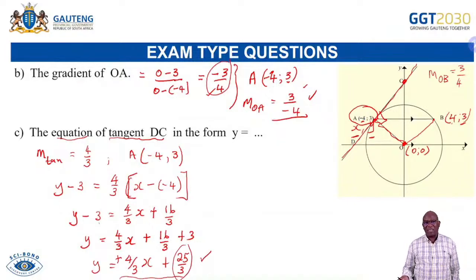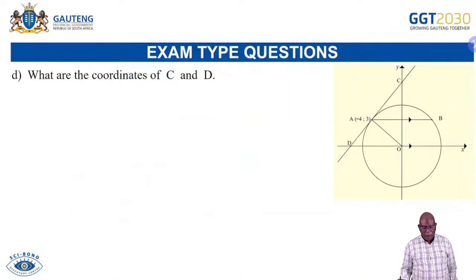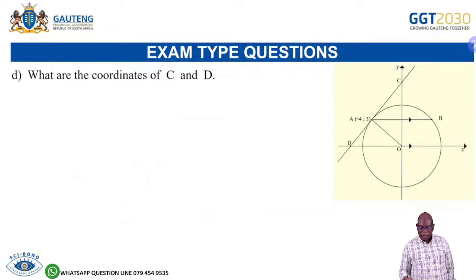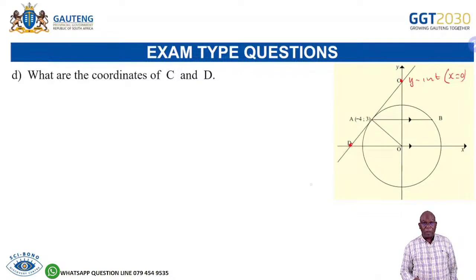Which is 3 into 25 goes 8. So it's 8 and 1 over 3. So now, let's check what it is that the next question needs. Oh, what are the coordinates of C? Oh, C, y-intercept. What do you need to do? X must be equal to 0. The next one, what do we need? D. D is the x-intercept. The y value should be equal to 0.